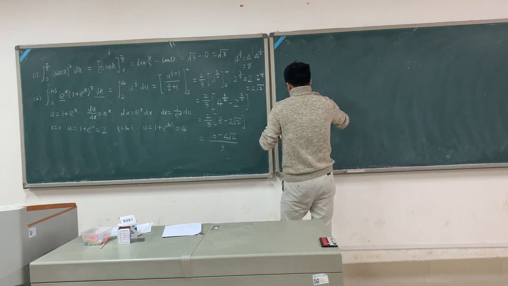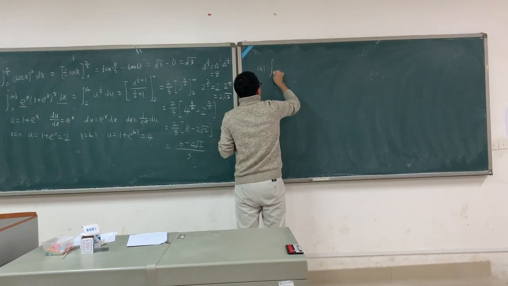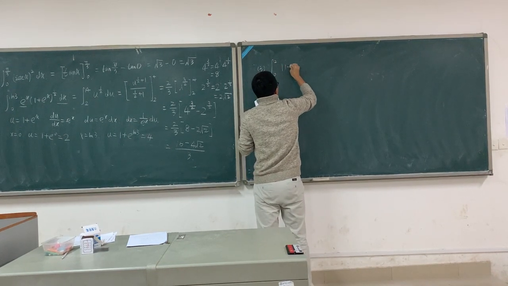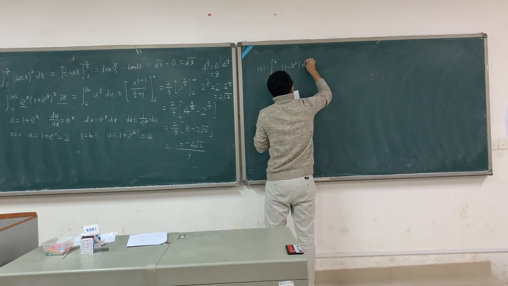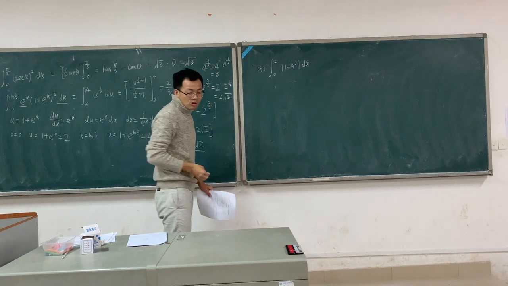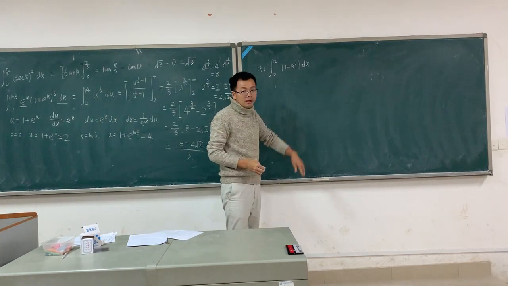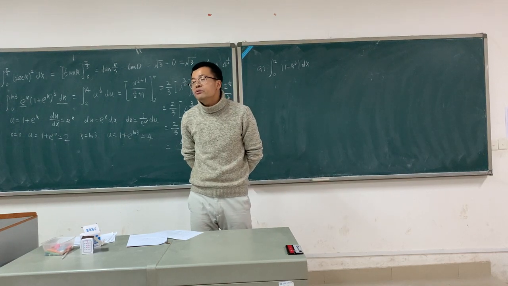For the third one, actually, it is the integral from 0 to 2 of the absolute value of 1 minus x squared dx. The key point here is that we have an absolute value, so we need to eliminate the absolute value.